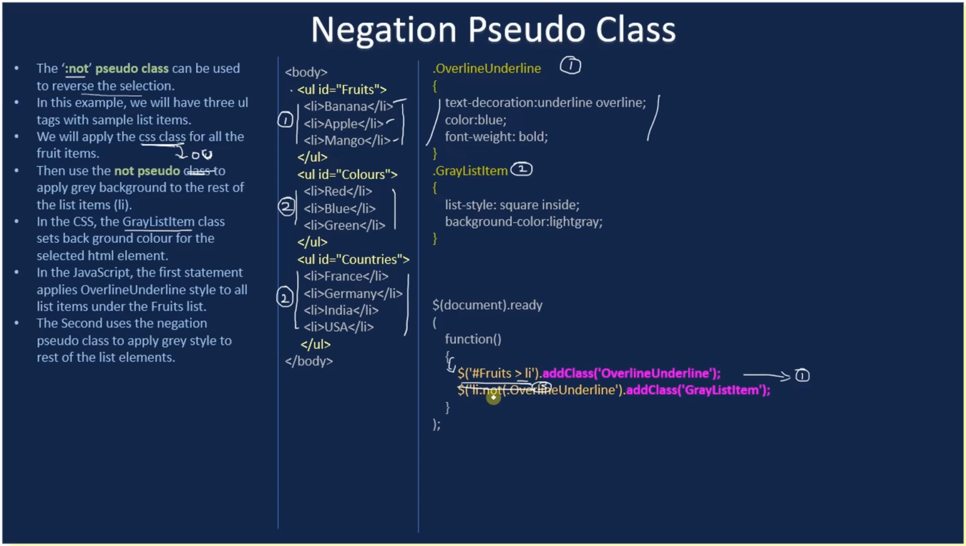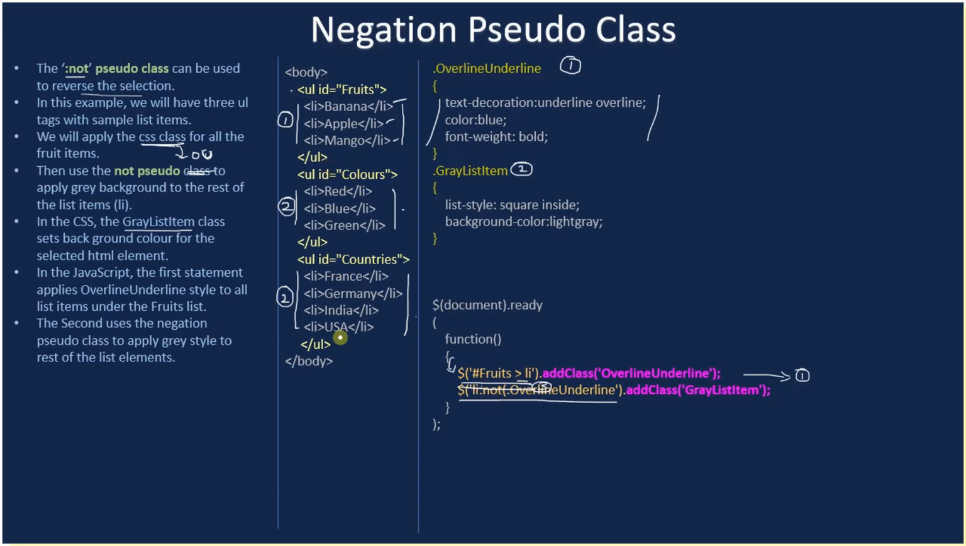And when we are forming the second statement, we are stating that select all the list items with the class attribute overline, underline. So it will select all these 3. Then this colon not, the negation pseudo class, tells that reverse the selection. That means first we selected this, then we are reversing the selection. That means the rest of the list elements are selected. That's what this whole dollar function does here, right? Select all list items with overline, underline class and negate that with this not.